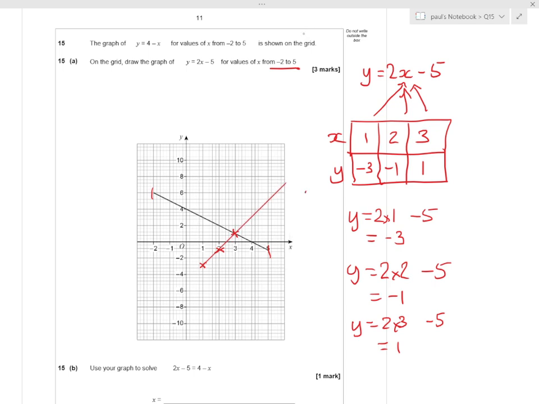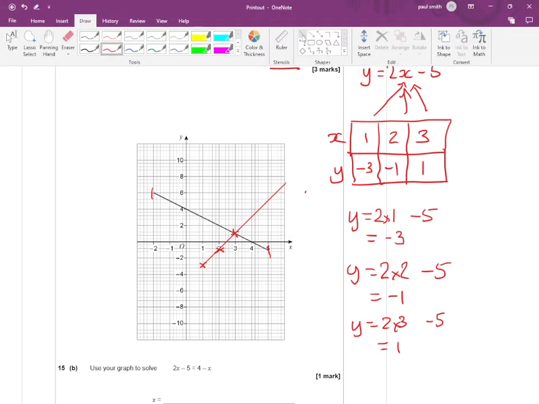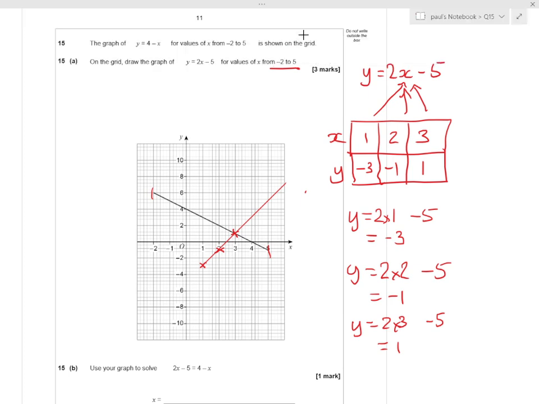So I'm going to do that and come the other way, more or less a straight line, yeah? Now remember, it's from -2 to 5, so don't go beyond those parameters. So -2, so we're going to stop there, and 5, we're going to stop there. Otherwise, we'll lose marks, yeah? Now, so we've managed to draw ourselves another line.